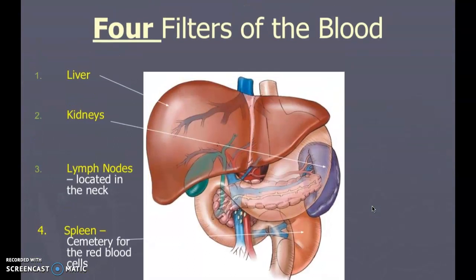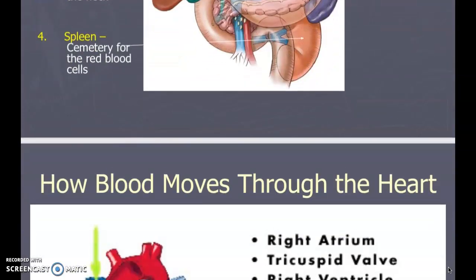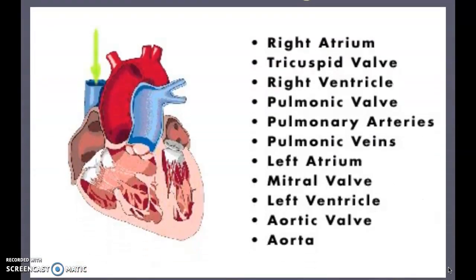Now, when your blood circulates throughout your body, it is filtered through 4 mechanisms. You have your liver, your kidneys, your lymph nodes, and your spleen. All filter your blood to make sure that any kind of toxins or any bacteria or anything that could possibly be in your blood that shouldn't be there, they'll try to get those out for you as it circulates through your body.